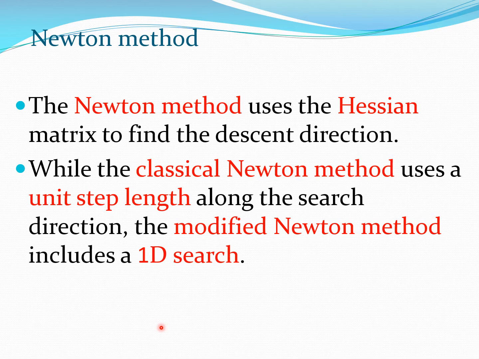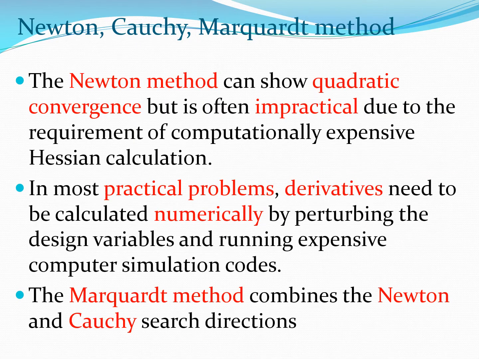Now the classical Newton method uses a unit step size during the search, and we can enhance this method by creating a one-dimensional search, and this would yield the modified Newton method. We saw that the Newton method shows quadratic convergence, but the problem with it is that it's somewhat impractical for real-world problems because the calculation of the Hessian matrix can be very computationally expensive.